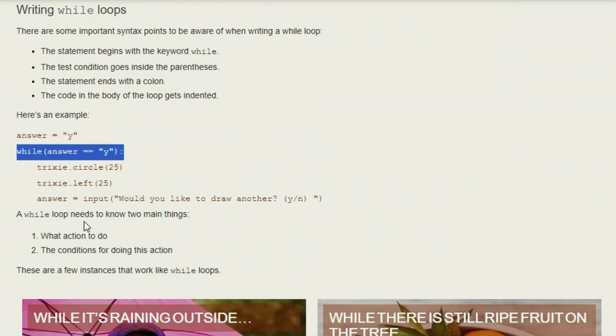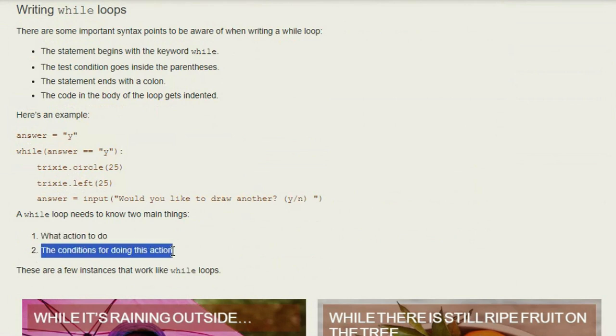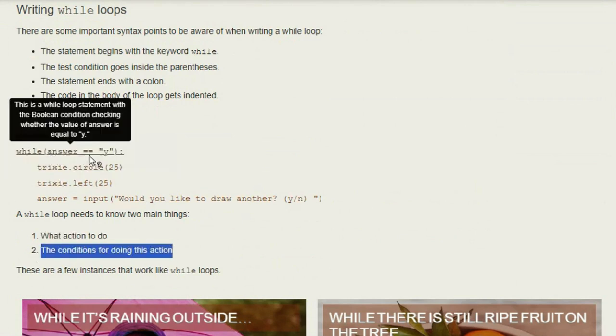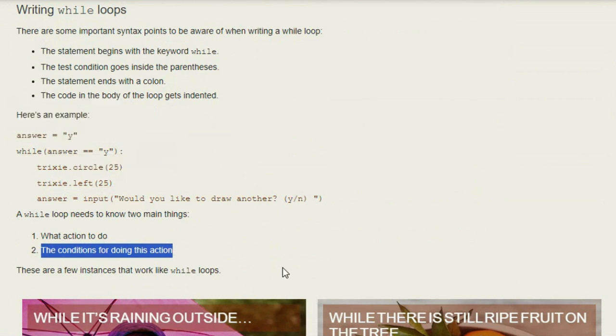So the while loop needs to know 2 things. What action am I doing? What's part of the loop? And what's the condition? Like for this one, the condition was as long as the answer is still equal to yes, keep doing the loop.